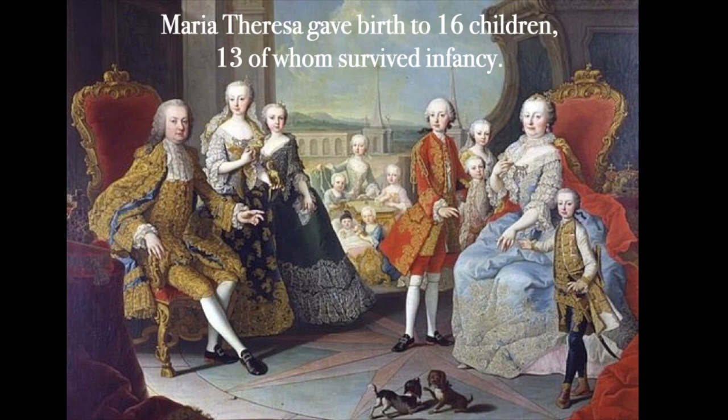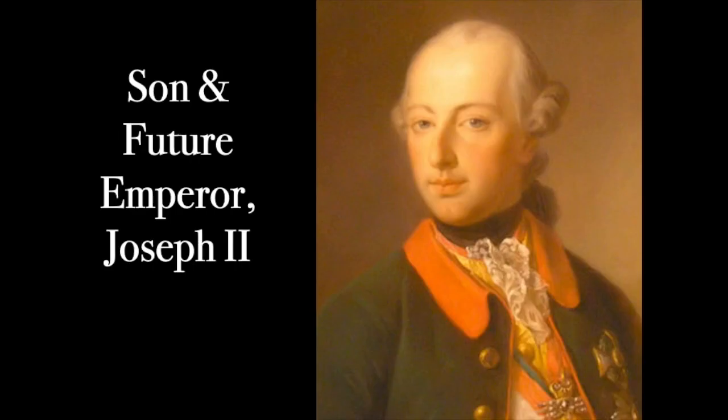infancy, two of which will become very important rulers in and of themselves. The first is her son, who becomes the next Austrian Empire emperor in the 1780s and early into the 1790s. He was Joseph II. Now, Joseph II was very much an enlightened monarch. He was very influenced by the ideas of the Enlightenment. And some historians say that Joseph II is the best example of an enlightened monarch, better than Frederick II or Catherine II, because Joseph II actively engaged in land reform.